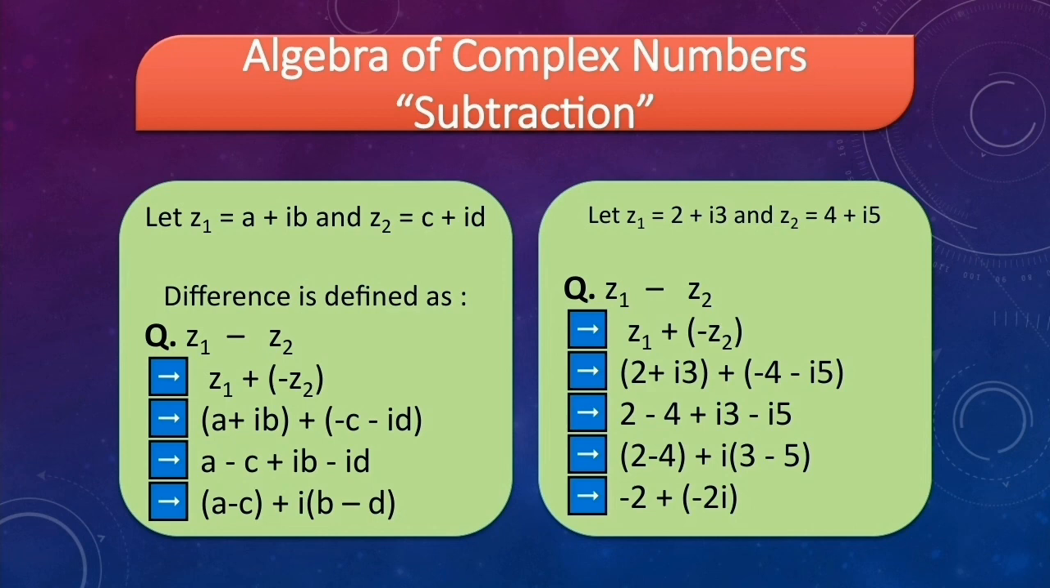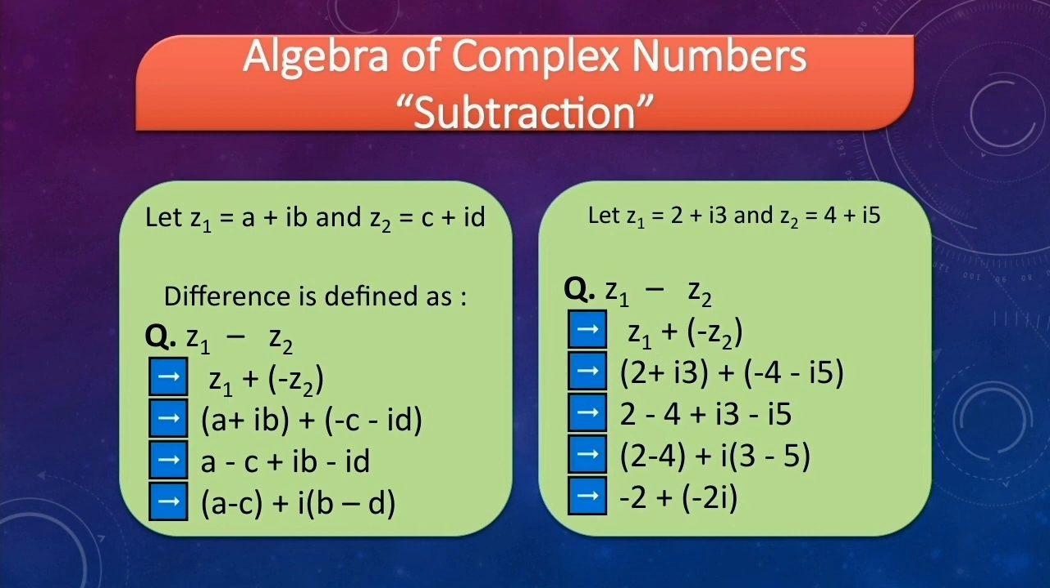Now let's have a question. So z1 is equal to 2 plus iota 3 and z2 is equal to 4 plus iota 5. So we would just put the values: (2 plus iota 3) minus (4 plus iota 5). Then we will separate the real and imaginary parts, which is 2 minus 4 and iota in common times 3 minus 5. So our answer arises as minus 2 minus 2 iota. That's it for the subtraction.